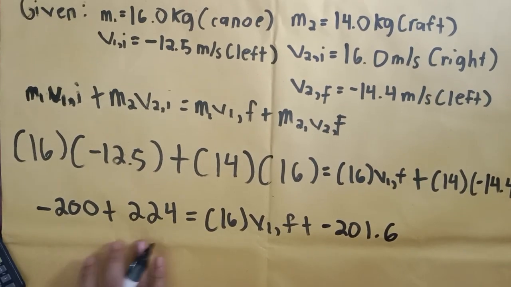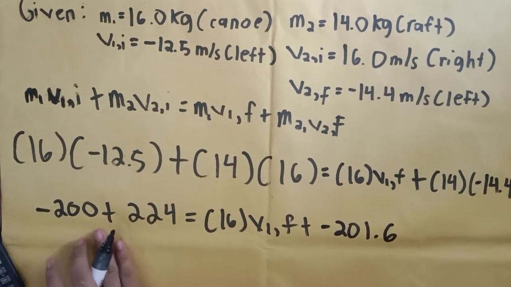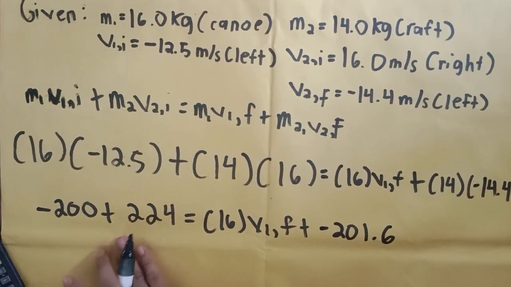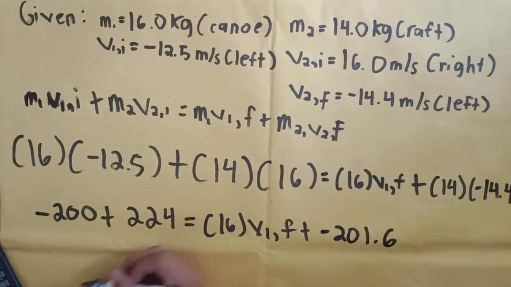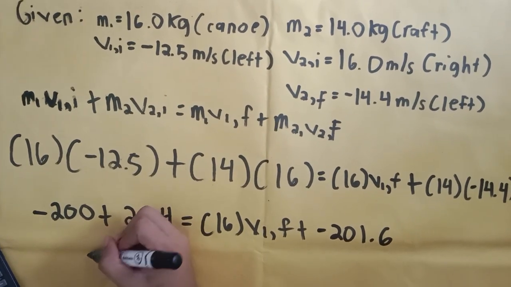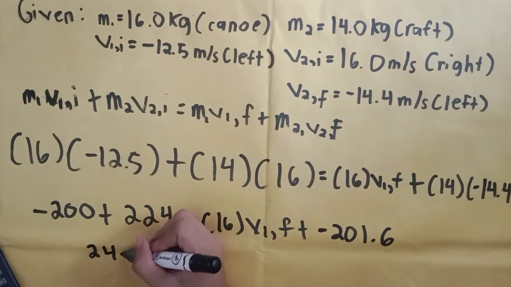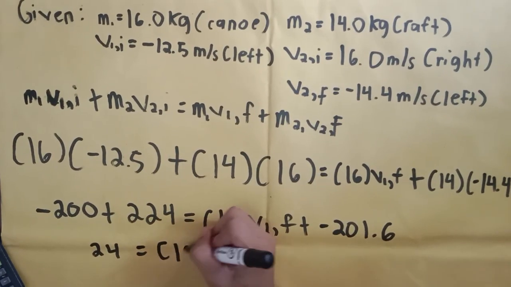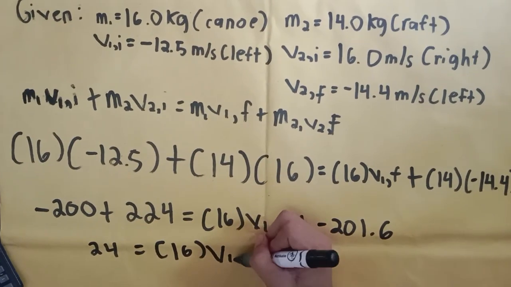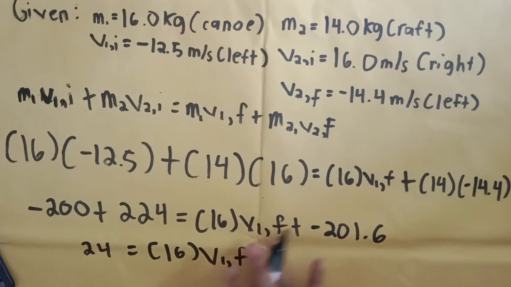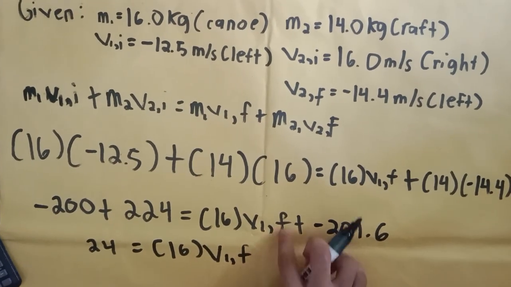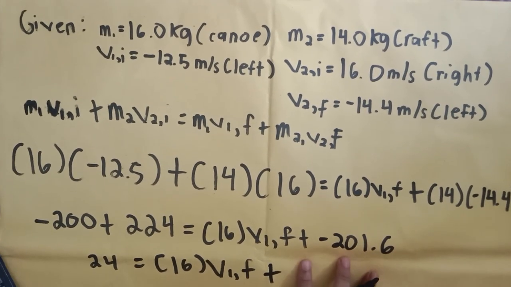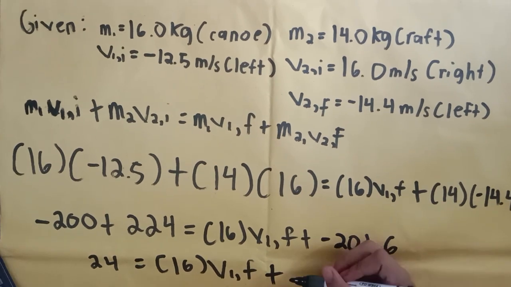Let's just add this. Negative 200 plus 224 is equal to 24, because one is negative and one is positive. So the answer is positive 24. So 24 is equal to, let's just copy it because it cannot be multiplied, 16 v1f. This is the unknown, so we need to find this, the final velocity of the canoe. Plus this one, so just copy it.